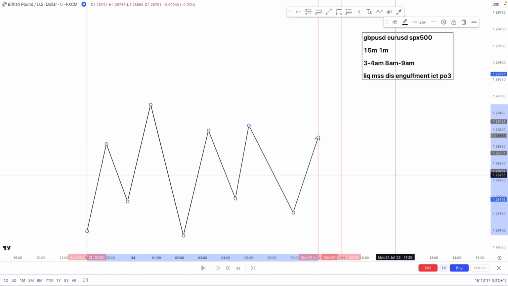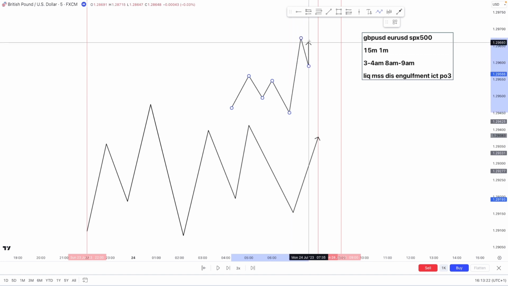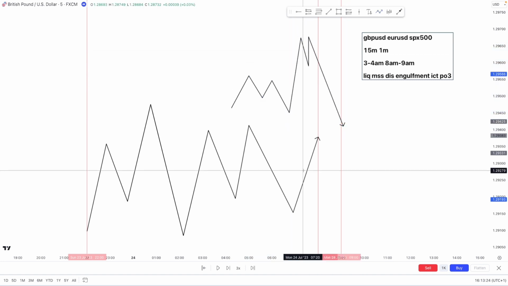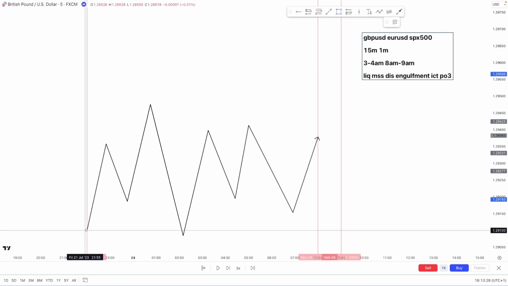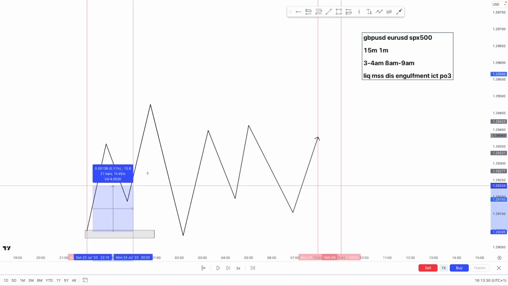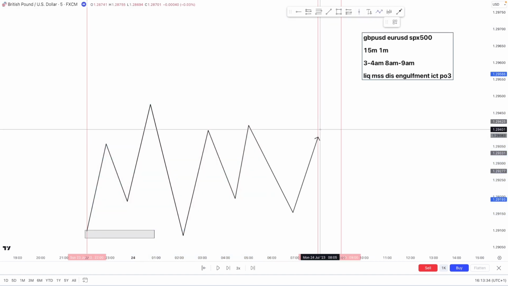And this is the ICT daily power of 3. Accumulation, manipulation, and distribution. So the manipulation and accumulation part was right over here. The accumulation part was when market opened. Manipulation was when price went towards the upside, and now we're going to enter off the distribution, which happens usually at this 8 a.m. London time.